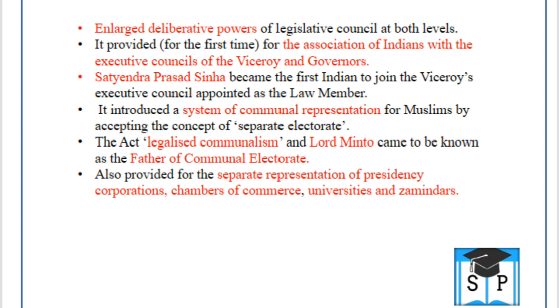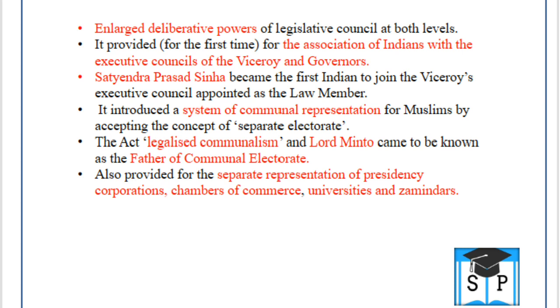and so on. This act also provided, for the first time, for the association of Indians with the executive councils of the Viceroy and governors. Therefore, Satyendra Prasad Sinha became the first Indian to join the Viceroy's Executive Council. Satyendra Prasad Sinha was appointed as the law member.